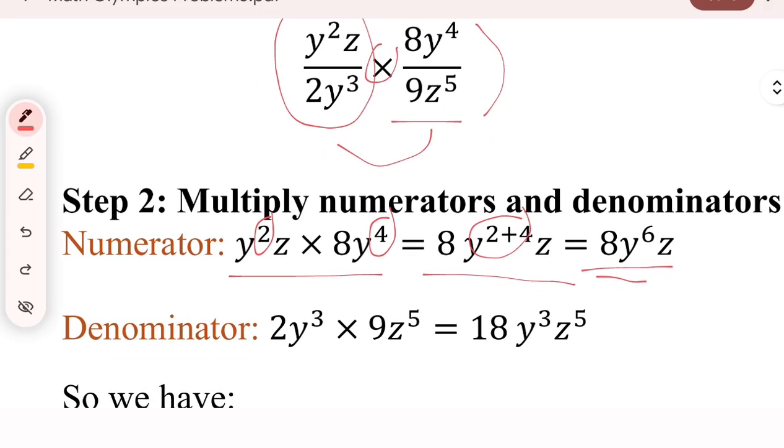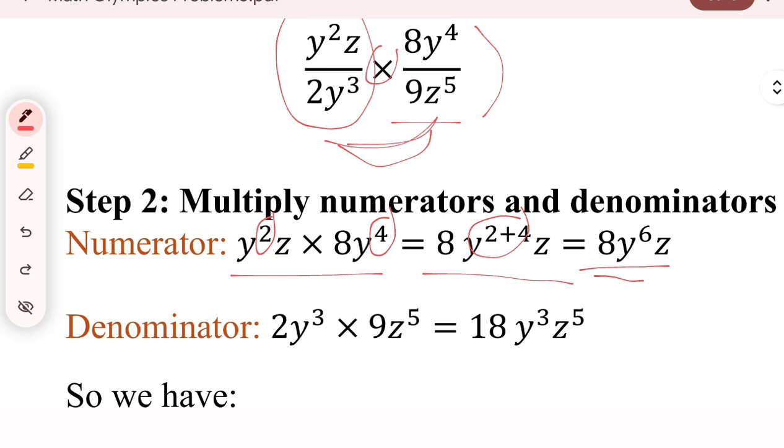What about the denominator? We multiply the denominators. So we have 2y cubed times 9z to the 5th. Do we need to add exponents? No, I don't think so, right? Because we only have y to the cube and z to the 5th. So we only need to multiply 2 times 9, which is 18. The product would be 18y cubed z to the 5th.